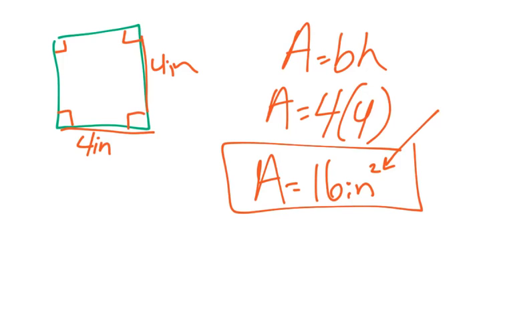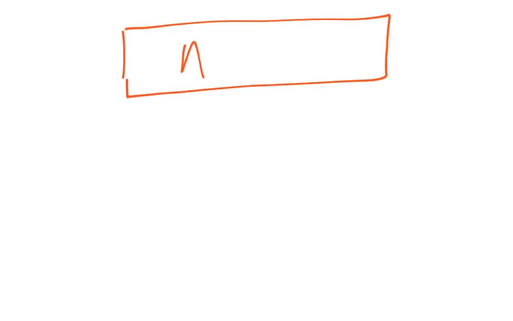And those are the areas of squares and rectangles when you know all your side lengths. The other shape you might get is a rectangle or a square where I tell you the area, and I tell you one side length, and you need to figure out what that missing measurement is.